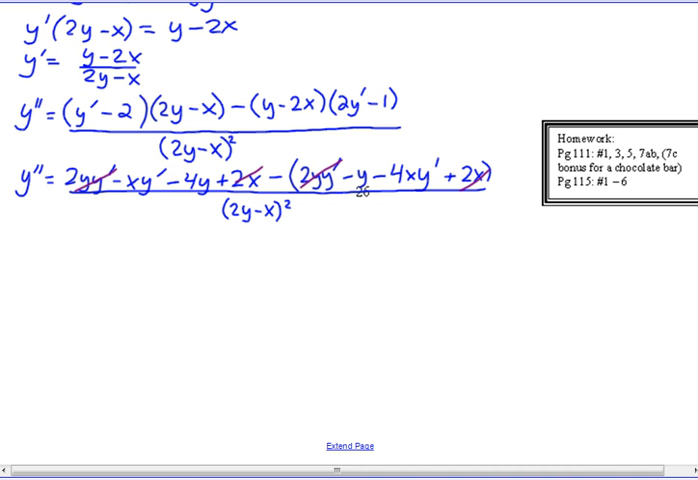Good. So that makes it a little prettier. Not really. We already have an xy prime. Let's bring in that negative maybe, so we don't make a mistake. So the negative y becomes plus y, and the negative 4x becomes plus 4xy prime. Is there anything we can combine here? The y's and the xy prime. There's two like terms here.